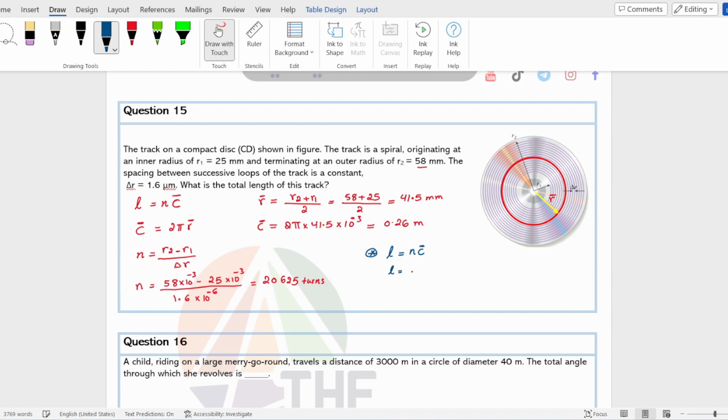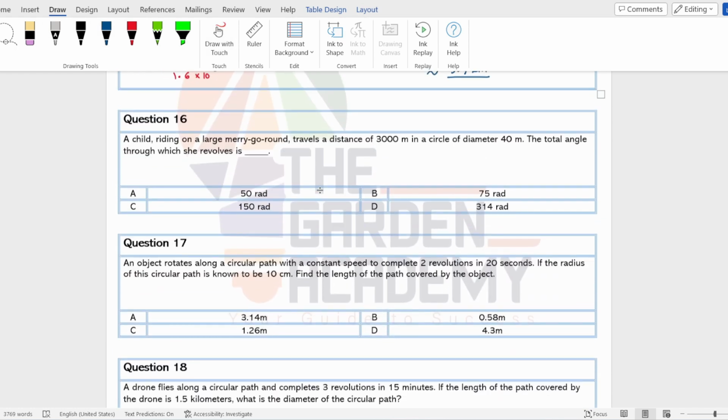So L is equal to 20,625 multiplied by C bar, which is 0.26. And the answer in this case is equal to 5,378 meters. Of course, this is equivalent to almost 5.4 kilometers. Very good. Now we move to question sixteen.